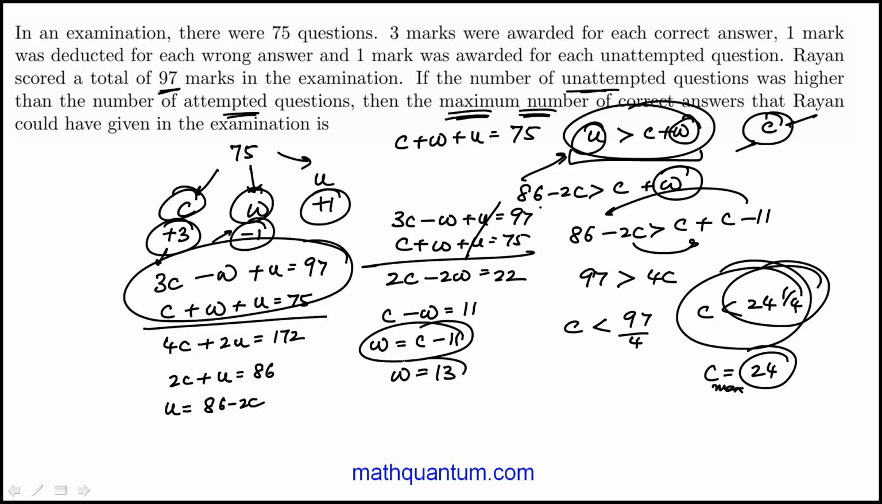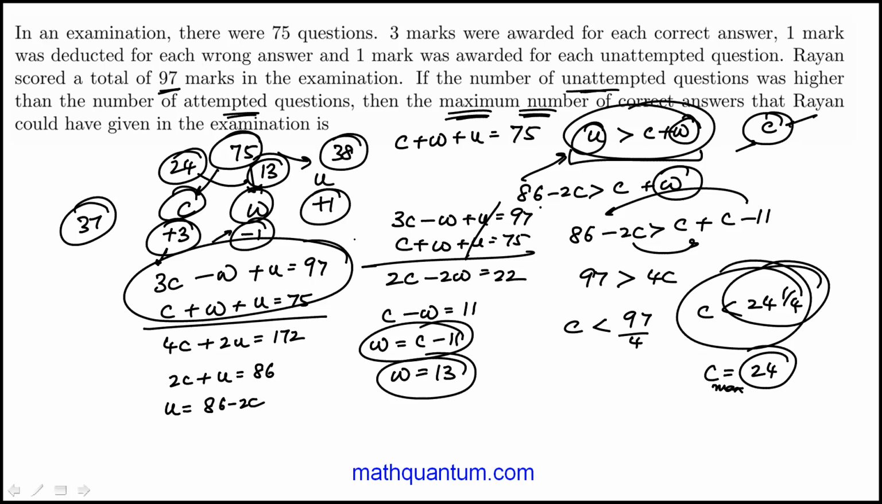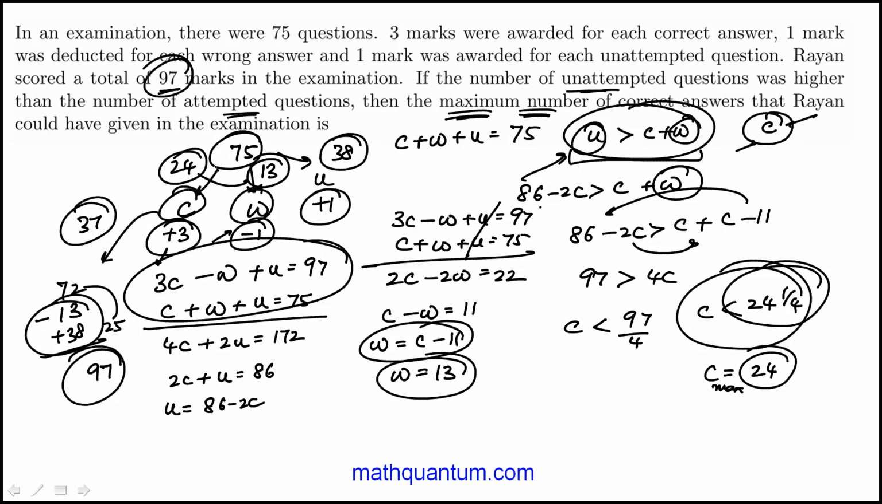W would be 13. So wrong is 13, correct is 24, and this is for the max. These two add up to 37 out of 75, so 38 unattempted. So we'll get 72 points for the correct ones, minus 13, and then plus 38. So 38 minus 13 is 25, and 72 plus 25 is indeed 97, which is what we were given.